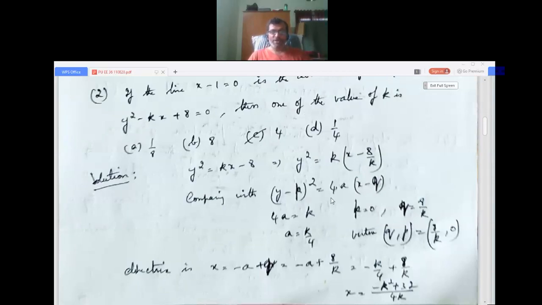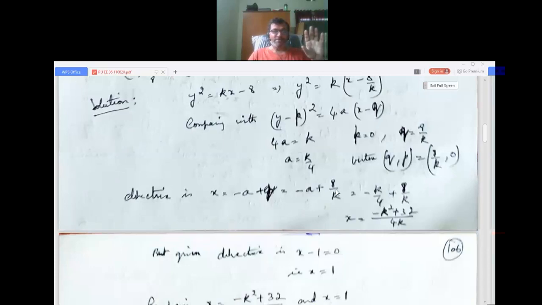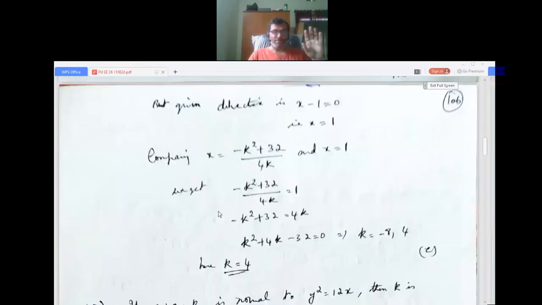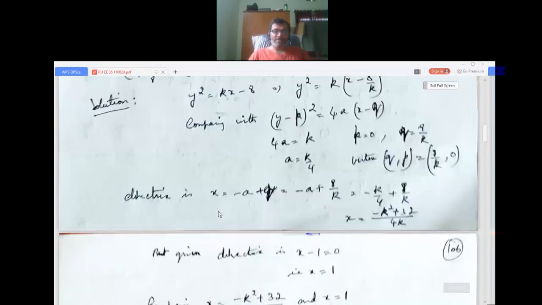What happens here? Comparing, 4a is k, so a is k by 4. And p is 0, q is 8 by k. So the vertex q comma p is equal to 8 by k comma 0. Whenever there is a parabola of the type y minus p whole squared is equal to 4a into x minus q, its directrix is given by x is equal to minus a plus q. This is the basic formula.